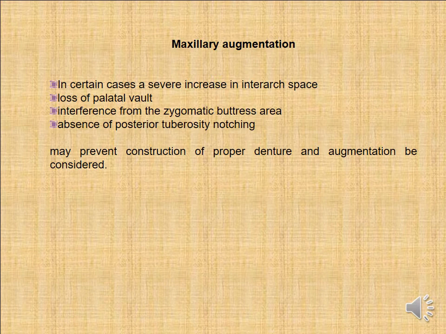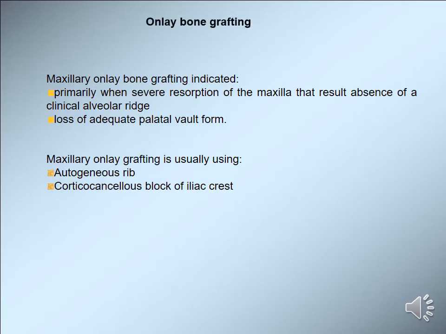For the maxilla, maxillary augmentation is indicated in certain cases: a severe increase in interarch space, loss of palatal vault, interference from the zygomatic and petrous area, and finally absence of posterior tuberosity notching. These may prevent construction of a proper denture, and augmentation should be considered. The types of maxillary augmentation.